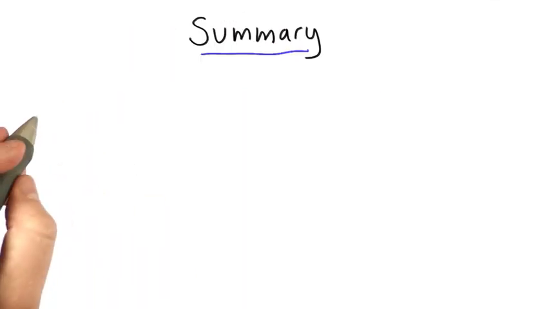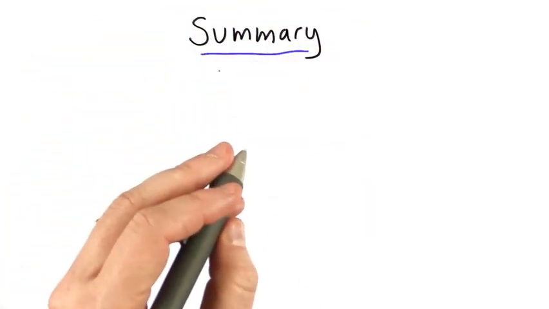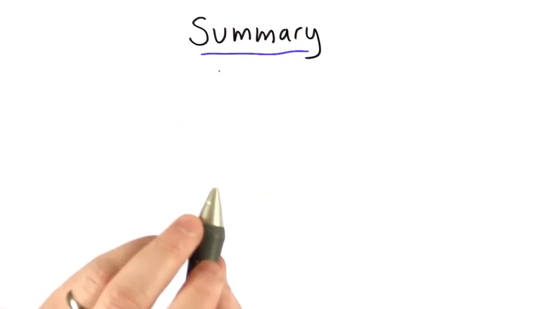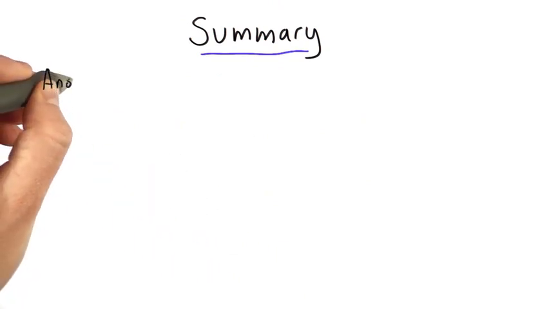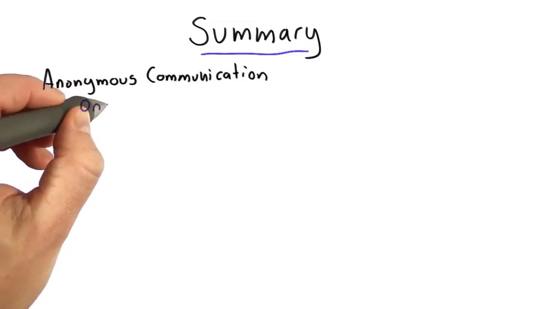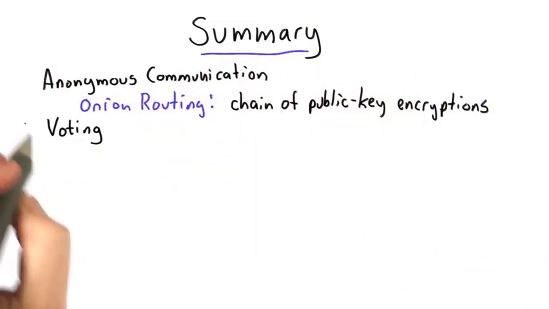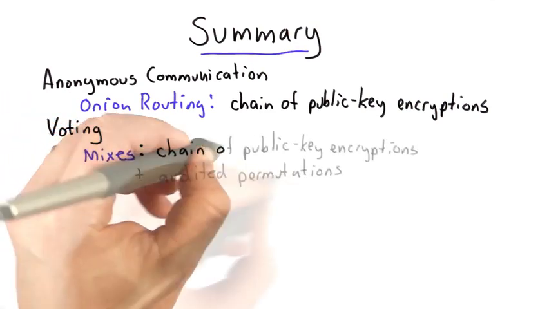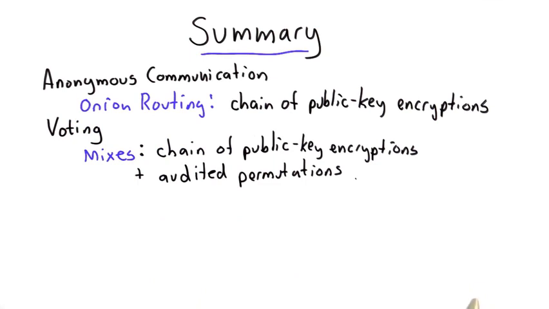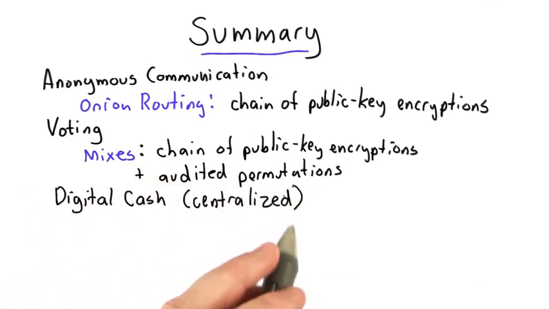So this is the end of Unit 6. Let me summarize what we've seen. There are lots of connections between the different things we've seen that all use cryptography to solve problems. The first thing we looked at was anonymous communication. And we saw how to do that using onion routing, which was a chain of public key encryptions. We looked at how to do voting using mixes, which also involved a chain of public key encryptions with the addition of audited permutations. We looked at how to provide anonymous digital cash in a centralized way.